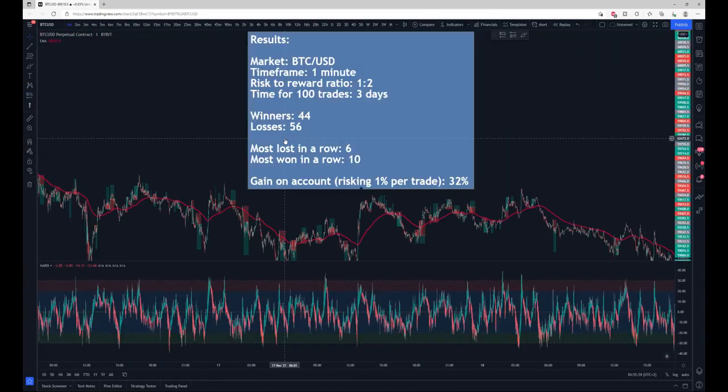All right, the results are in after the 100 back-tested trades on Bitcoin against the US dollar. So let's review. This was tested on the 1-minute time frame using a 1-to-2 risk to reward ratio. It took 3 days of price data for the 100 trades, and there were 44 winning trades and 56 losing trades. The most lost in a row was 6, and the most won in a row was 10. The gain on the account, if risking 1% per trade, 32%.